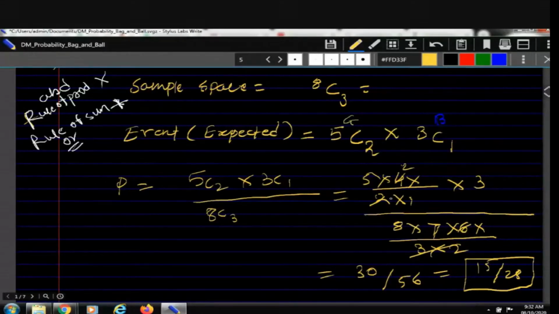Then 8C3. 8C3 is 8 into 7 into 6 divided by 3 into 2. So the 6s are cancelled. These 2s are 4. Then 5 into 2, 10 into 3, 30. And 8 into 7 is 56. So it is 15 divided by 28. Okay. The answer is 15 divided by 28.